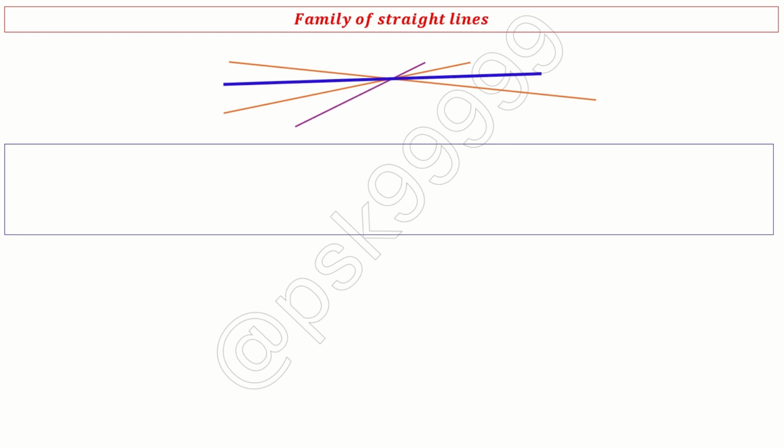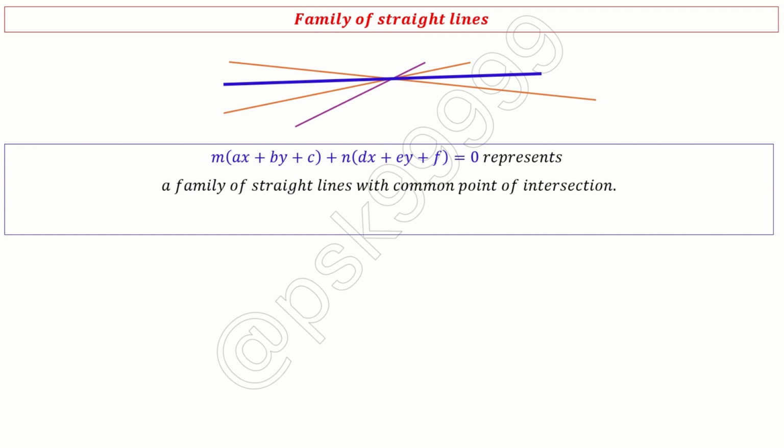Like this. Okay. So for concurrency, the condition is, you have the equations of two lines, one is ax plus by plus c equal to 0, the other one is dx plus ey plus f equal to 0. So you will write the concurrent family in this way: some constant m into the first line, m into L1, plus n into the second line, n into L2, equal to 0. This will represent all the lines which are concurrent at the same point. This is a family of straight lines with a common point of intersection. Hope you understand this point.